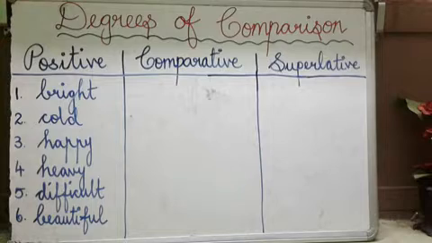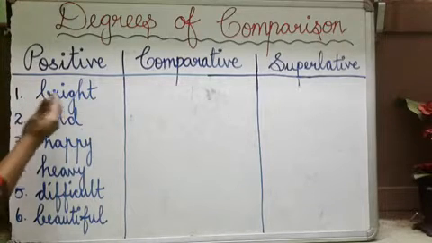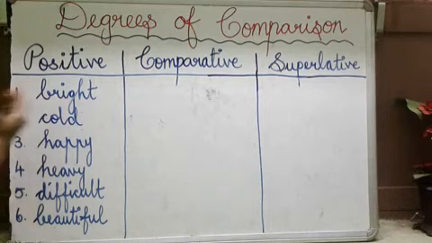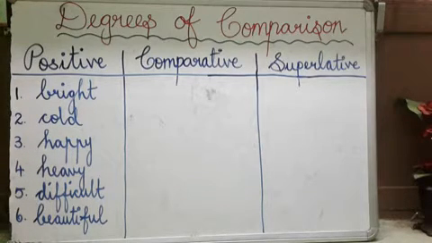Now how will you see how many syllables there are in an adjective? How will you identify that? Keep your hand under your chin and read the word. However many times your chin drops, that many syllables the adjective has. For example, bright. Keep your hand below your chin and say bright. How many times does your chin drop here? Only one time, is it not? So we will add er and est to this.